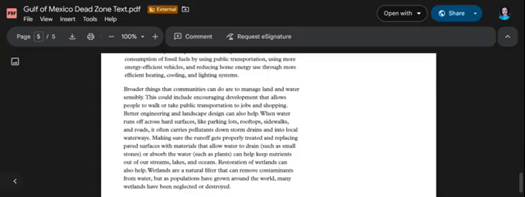Restoration of wetlands can also help. Wetlands are a natural filter that can remove contaminants from water, but as populations have grown around the world, many wetlands have been neglected or destroyed.